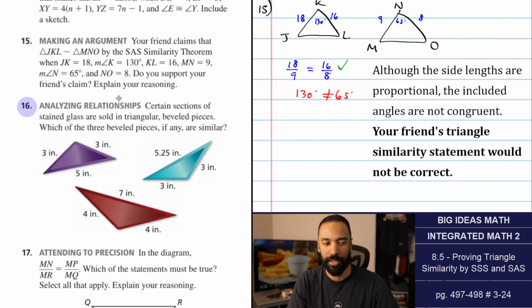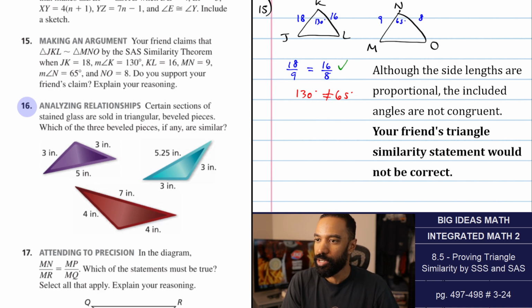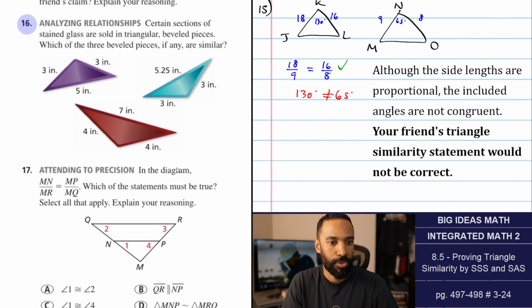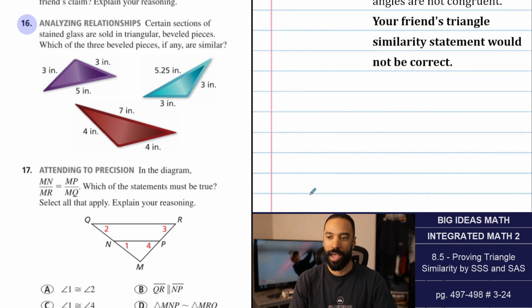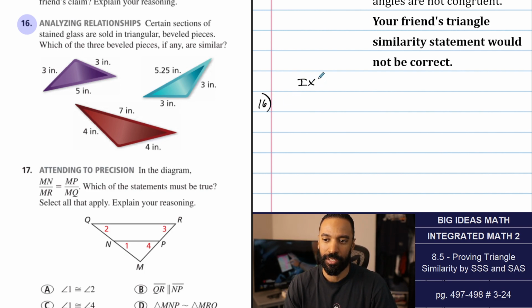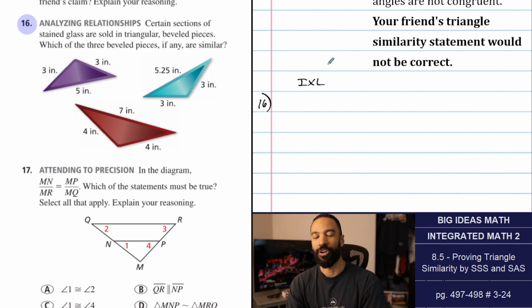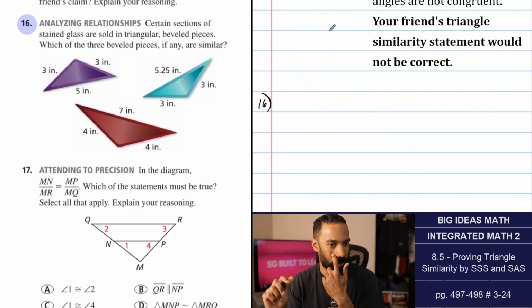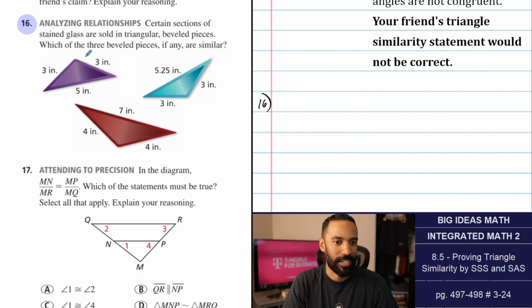All right, number 16, analyzing relationships. Certain sections of stained glass are sold in triangular beveled pieces. Which of the three beveled pieces, if any, are similar? So now we have to work around and figure out which ones are which. If you ever use IXL, there were triangle congruence ones where you have to find out which two of the three are congruent, and they're kind of annoying tests because you don't know which ones to go with. Here's what I'm going to look at to begin with.